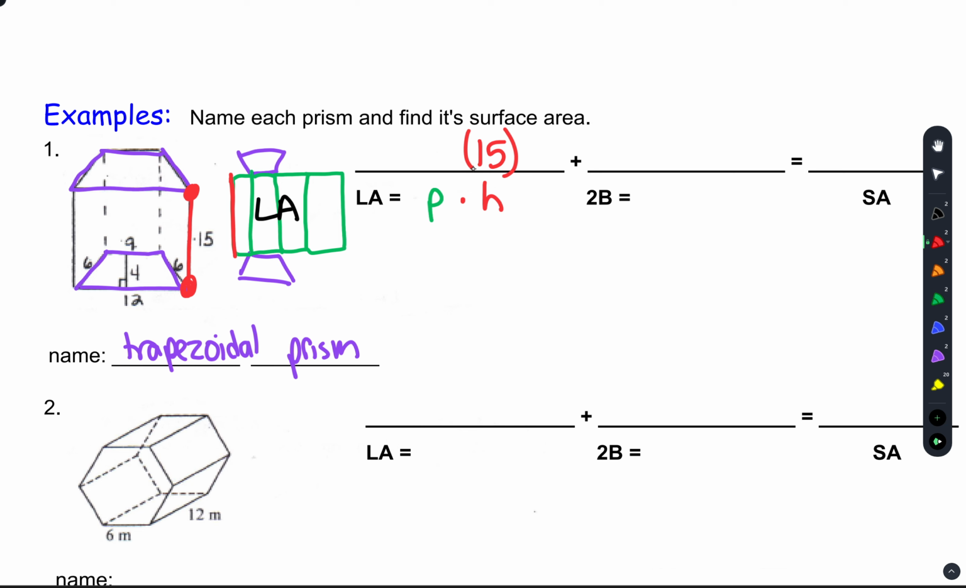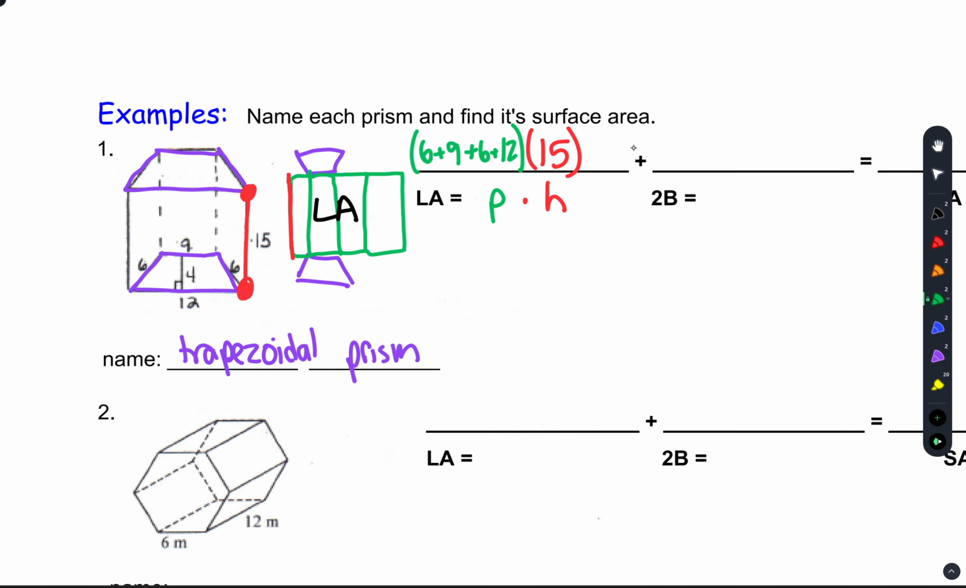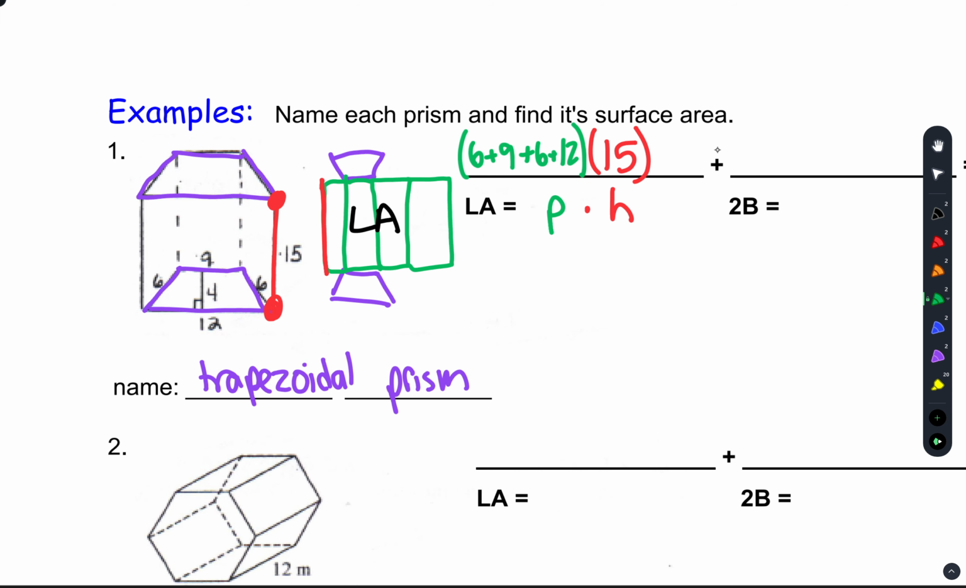And the perimeter, that P, is going to be the perimeter of one of those trapezoids. So I can see I have the 6, the 9, the 6, and the 12. I don't even have to add them together. I'm just going to do 6 plus 9 plus 6 plus 12. Squeeze it in there. And that's my lateral area. That's the area of that rectangle that makes up the lateral faces.